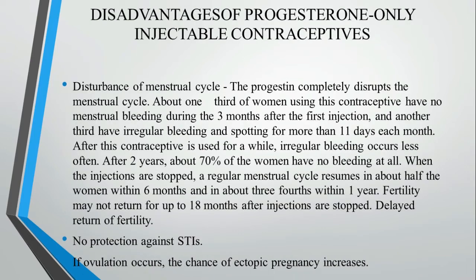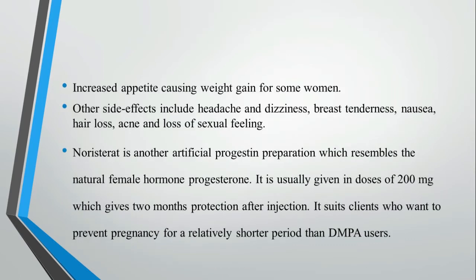Disadvantages of the progesterone-only injectable contraceptive include it disturbs the menstrual cycle, it does not have any protection against STIs, and if ovulation occurs, the chances of ectopic pregnancy increases. Other disadvantages include increased appetite causing weight gain for some women. Other side effects include headache, dizziness, breast tenderness, nausea, hair loss, anxiety, and loss of sexual feeling.